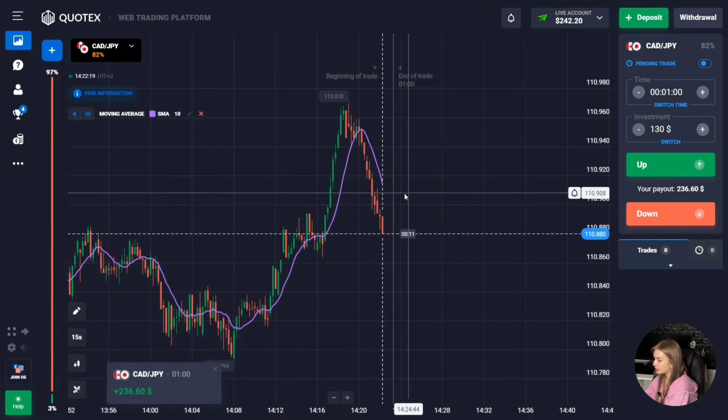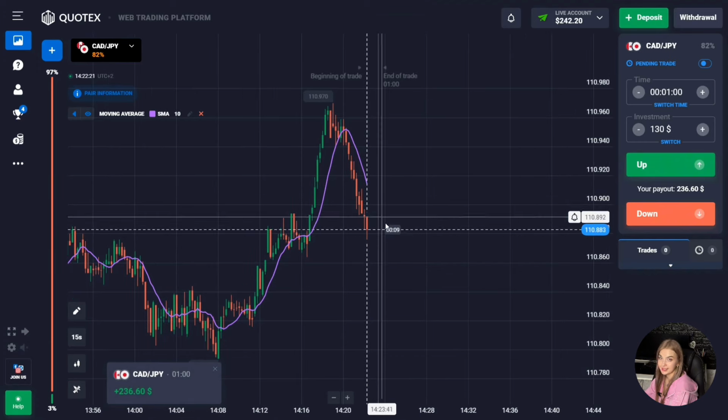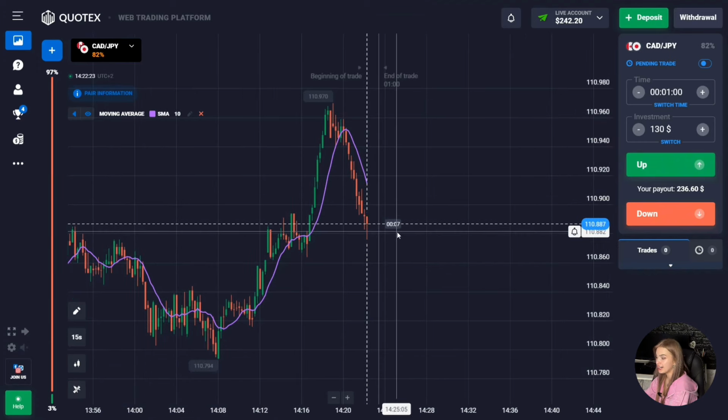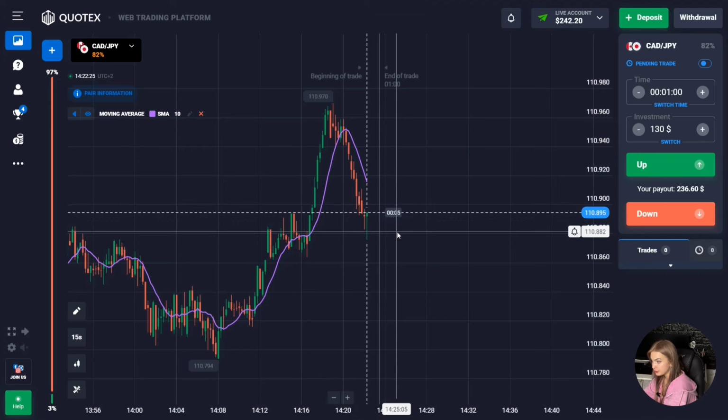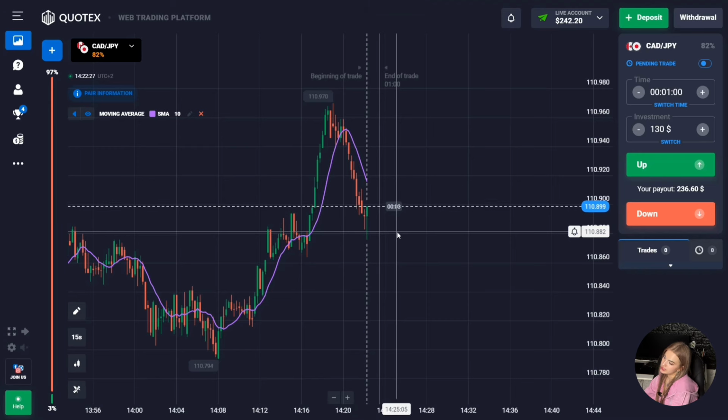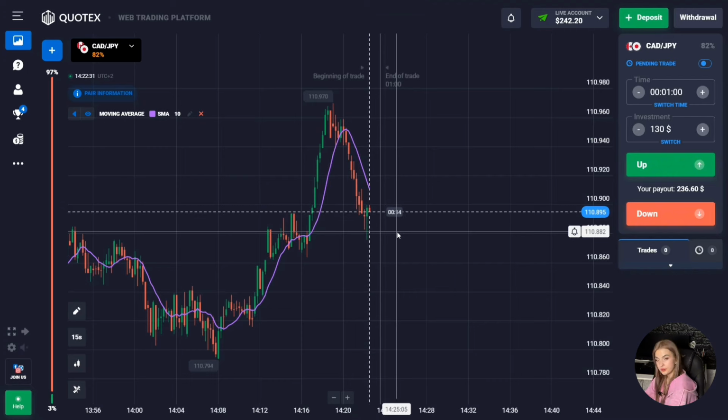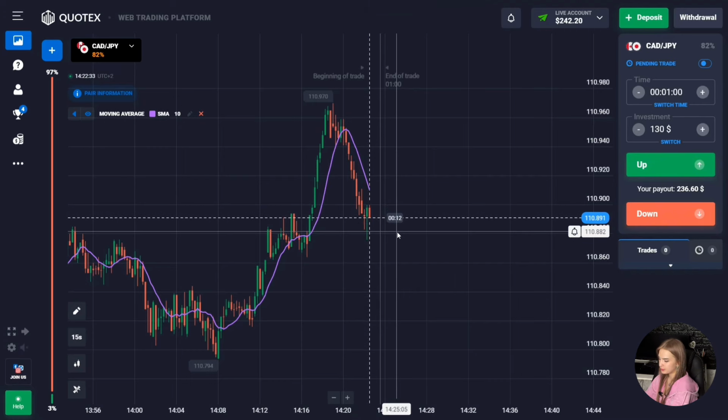Not bad at all. The price continued to move down and we got the profit. The indicator helped us to determine the pivot point. Also, 1 minute was enough for us in this situation. Well, let's continue our trading and we'll find another situation in the market.